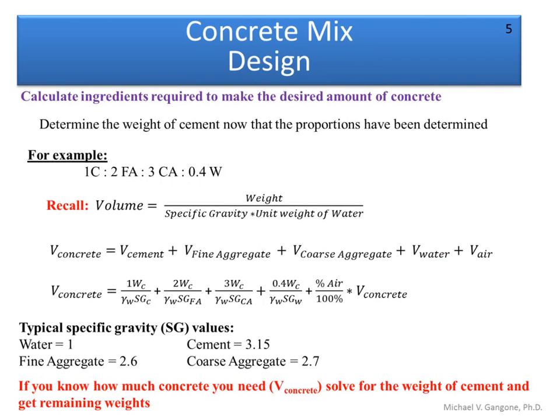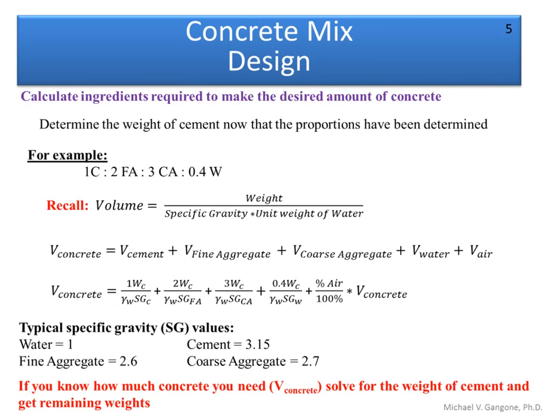And again, if we know that we have 1 part cement, 2 parts fine aggregate, 3 parts coarse aggregate, and 0.4 parts water, we can use an equation such as the one we see down here to determine the total volume of concrete. Okay, so this is just another way of presenting this type of mix design problem. And if this is 1 part cement, this is 2 parts fine aggregate. Basically what this means is, when we say 2 parts fine aggregate, we're meaning that the fine aggregate is twice the weight of cement.